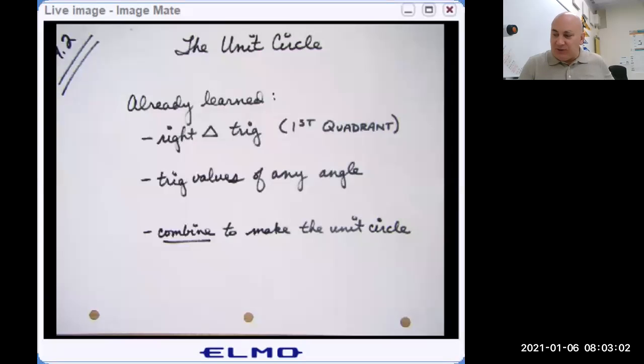Hello, pre-calculus students. We skipped a section. Now we're going to go back because I think it makes a little more sense to do it now than where it was in the book. And this section is on the unit circle.